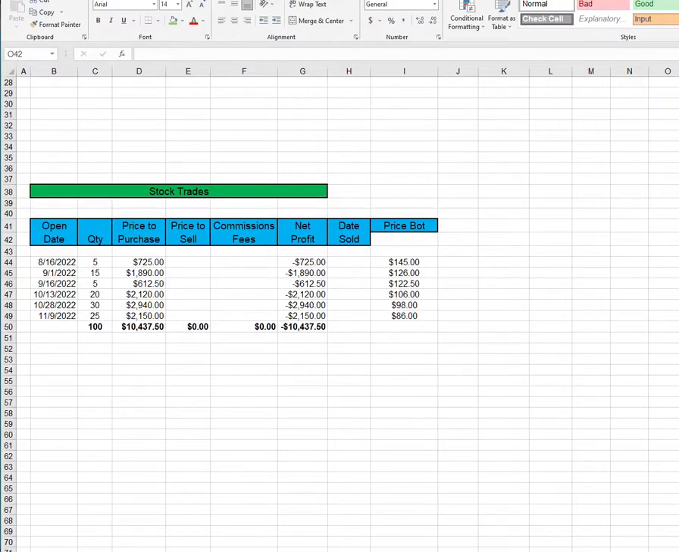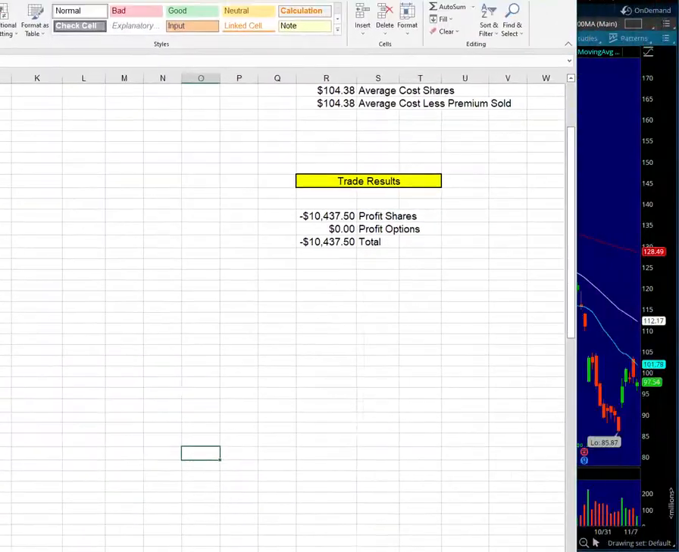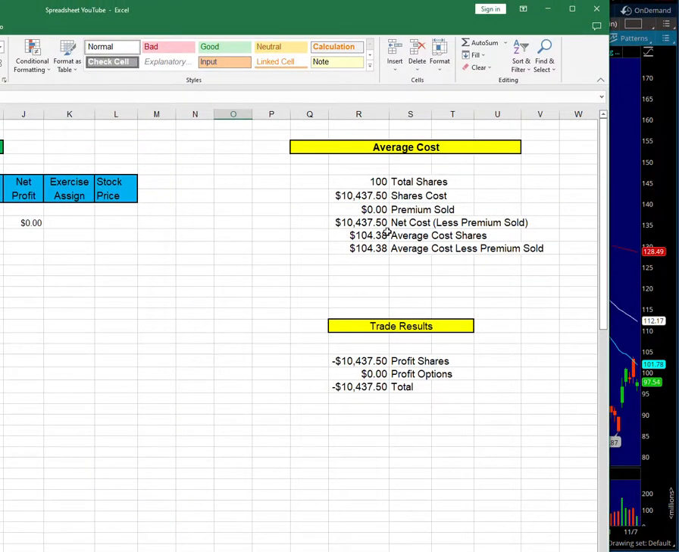Okay, let's jump back to our spreadsheet. We know we've got 100 shares, and we know our average cost is $104.38. I'll just bring this over again on my spreadsheet, and I've got it calculated here. Our average cost is $104.38. So where would we want to sell call options? What strike price?